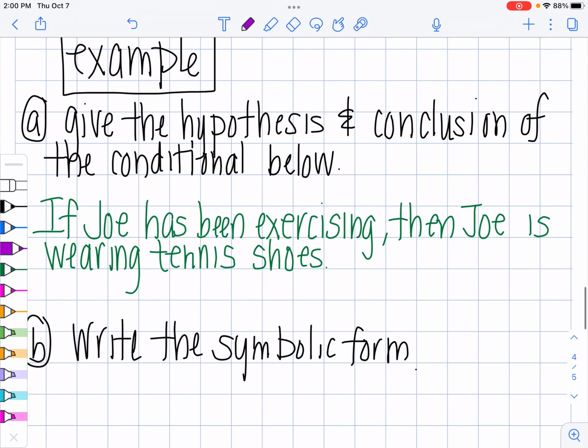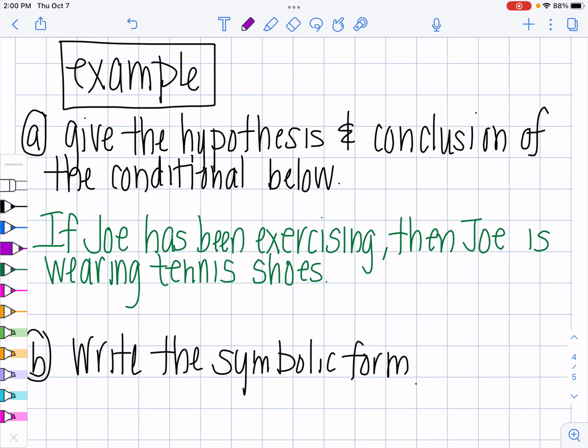Okay. So in this example, we're going to have to choose hypotheses, conclusions, and negate some stuff. All right, so give the hypothesis and conclusion of the conditional below. If Joe has been exercising, then Joe is wearing tennis shoes. Okay, so the hypothesis, Joe has been exercising, is my hypothesis because it comes after the if. The conclusion, Joe is wearing tennis shoes, is my conclusion because it comes after the then.